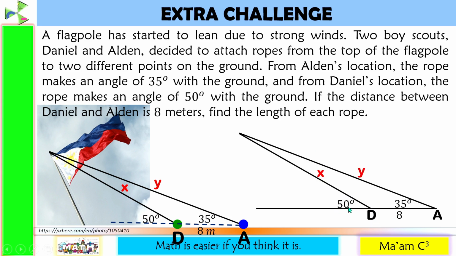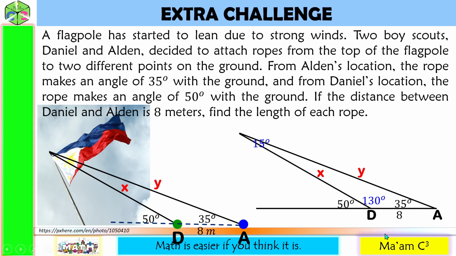So you can see here clearly that this is a straight line, meaning it creates 180 degrees. If this is 50 degrees, then its supplementary angle measures 130 degrees. From this triangle, I can compute the measure of this angle by subtracting 130 degrees and 35 degrees from 180 degrees. 180 degrees minus 130 degrees is 50 degrees, minus 35 degrees is 15 degrees. So this angle here measures 15 degrees. Remember that the sum of the angles of a triangle is equal to 180 degrees.